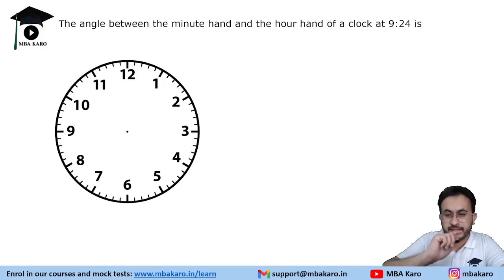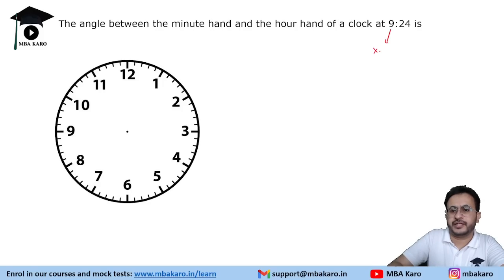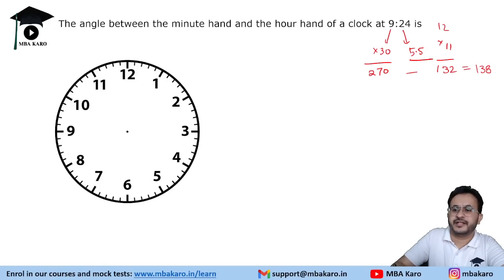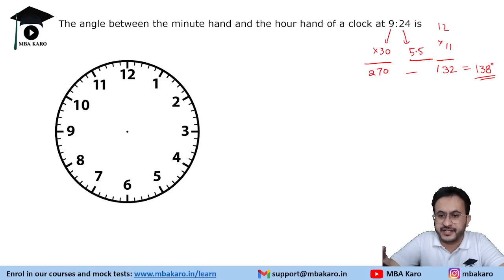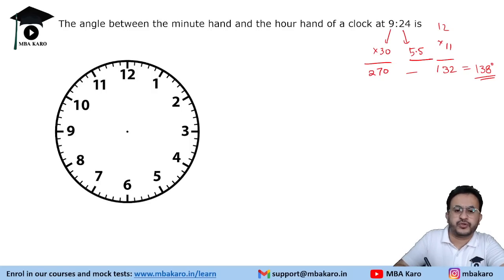9:24. Again, 9 into 30 and 24 into 5.5. 270, and 5.5 into 24, we can do it like this: 12 into 11, half and double, that will be 132 degrees. Taking the difference, we will get 138 degrees. So find 30h and 5.5m and find their difference. Whichever it is, subtract the lower value from the larger value. So we get the angle as 138 degrees.